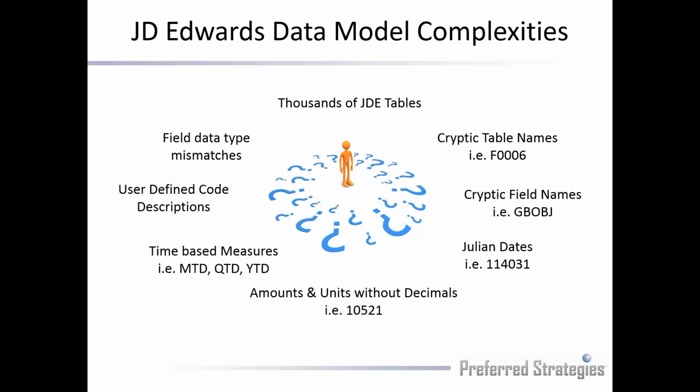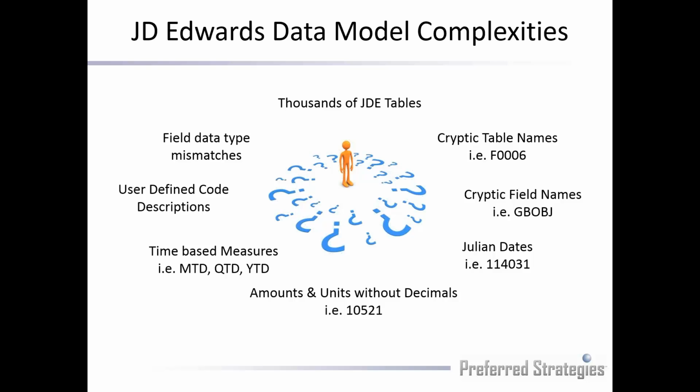So what are some of the data model complexities with JDE? For one, there's thousands of tables in the model. A lot of them have cryptic names, F0006 for the business unit master, GBOBJ for the object account. Julian dates are stored in a Julian format, amounts and units stored without decimals. Then there's the need to build those time-based calculations, which are used heavily for reporting: month-to-date, quarter-to-date, year-to-date, actuals, budgets, things like that.